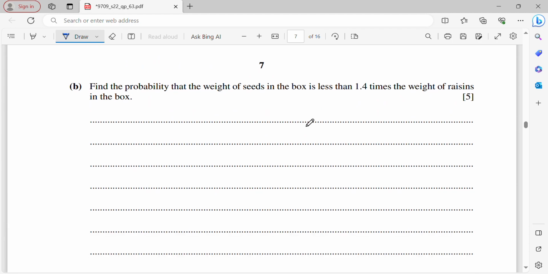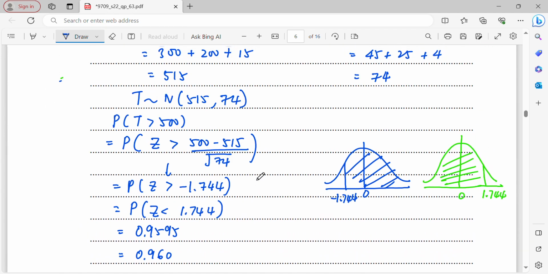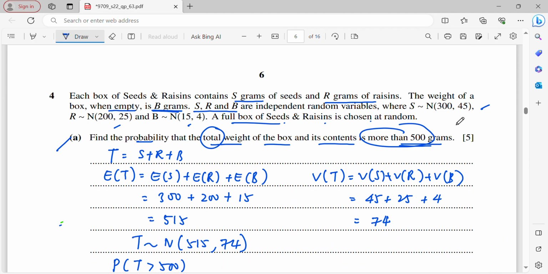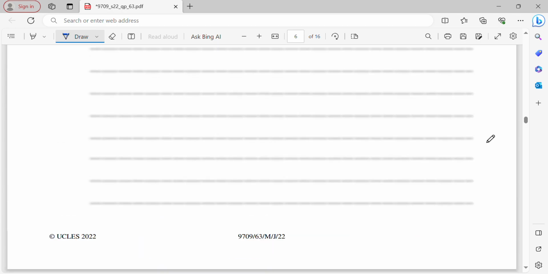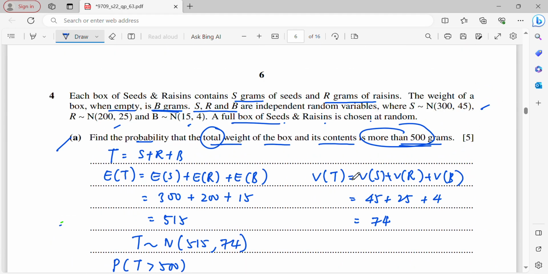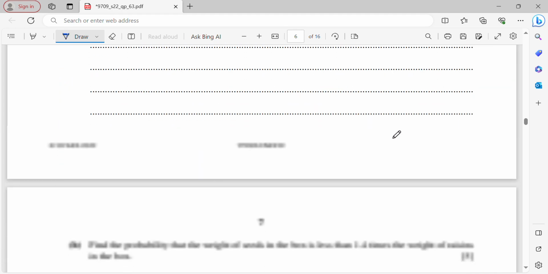Now part B, find the probability that the weight of seeds in the box is less than 1.4 times the weight of the raisins. So now the seeds will be normally distributed. Let me copy down the distribution first: 345. Then for the raisin, it will be mean of 200 and variance 25.